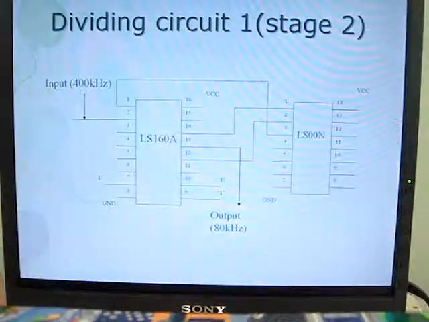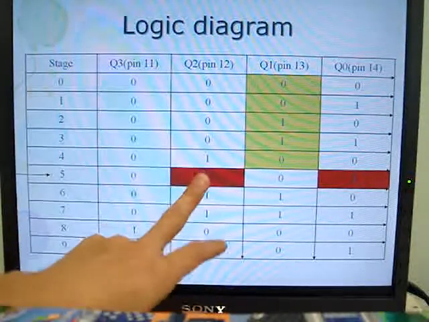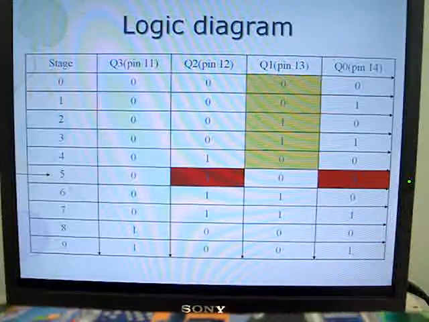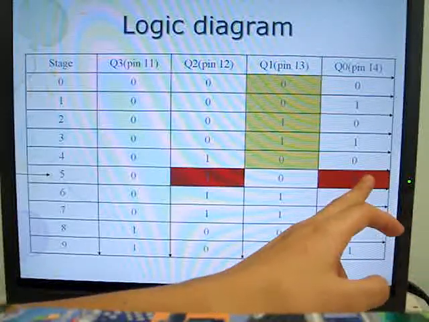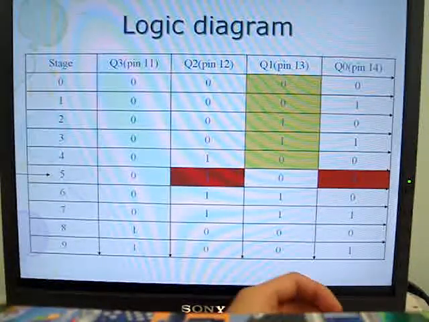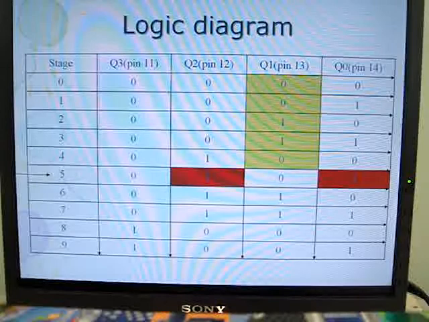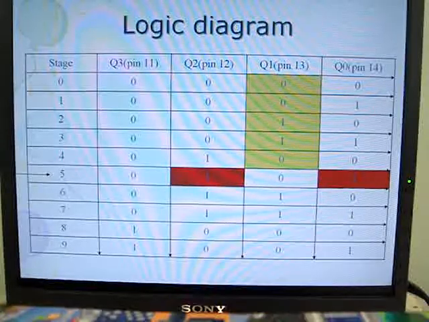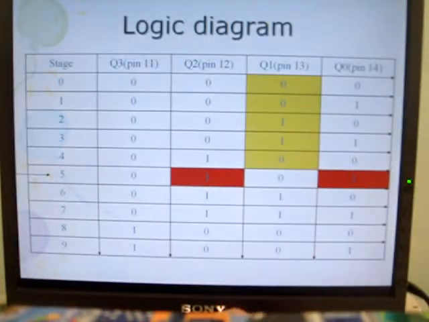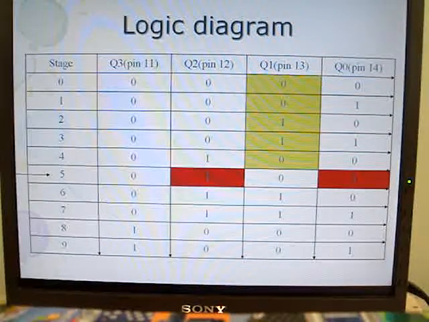However, we also need to divide the signals by 5. So we feed the output of pin 11 and pin 14 to one NAND gate. If the two outputs are 1, the output of the NAND gate is 0, and the 0 is fed into the counter clear input, so that it can reload the counter at stage 5, and we capture the output at pin 13, so that we can divide the signal by 5.